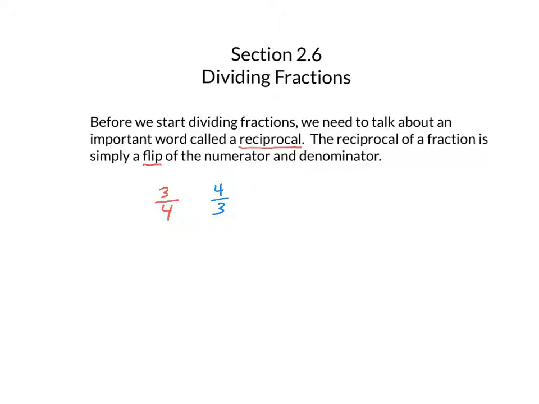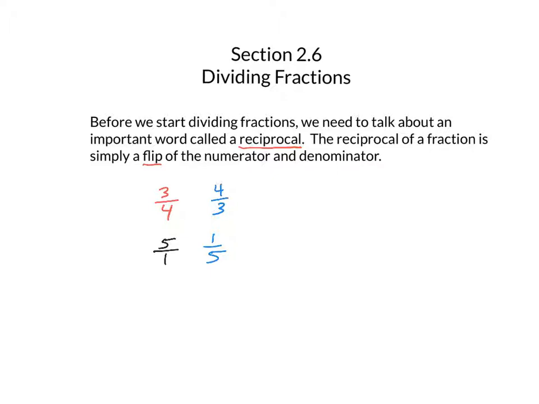Remember, we talked earlier that if you have a whole number, let's say the whole number 5, 5 can be written as a fraction. It could be written as 5/1. So we can also give the reciprocal of 5. The reciprocal of 5 means we are just going to first write it as the fraction 5/1, and then we are going to flip the numerator and denominator, so we are going to have 1/5.